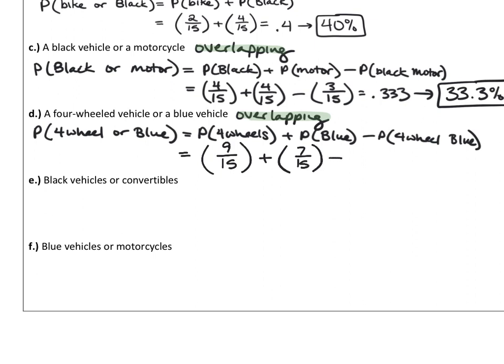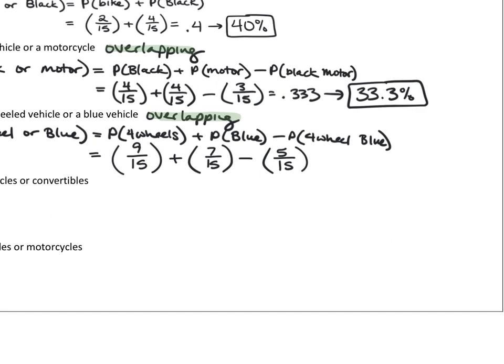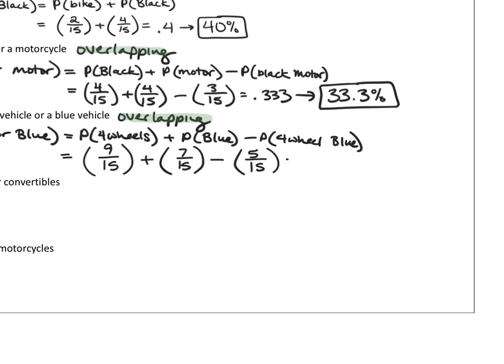So in the section that I highlighted in blue, or put a little blue box around, how many vehicles total were both 4-wheeled and blue? So we subtract 5 out of 15. I'm trusting at this point you can do the math, so I'm going to tell you right now that this would end up being 0.733 or 73.3%.